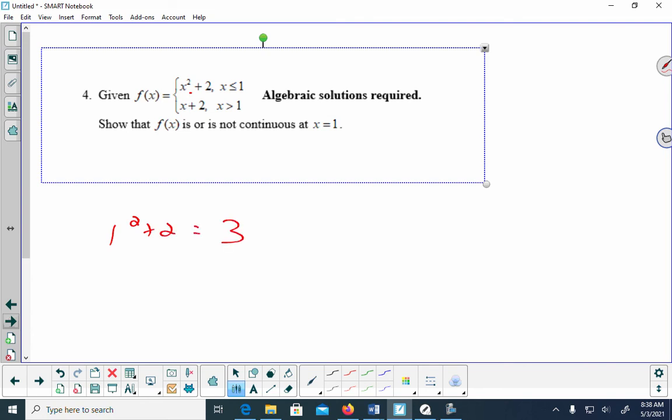And when I do that, I get 3. When I put 1 into this part down here, I'm going to have 1 plus 2, which is also 3. Since these are the same, it is a continuous function. If it's a continuous function, that means I can find the derivative and everything's happy and great. If these threes were different, then it would be a non-continuous function. It would be a non-removable discontinuity, which means I could not find the derivative.